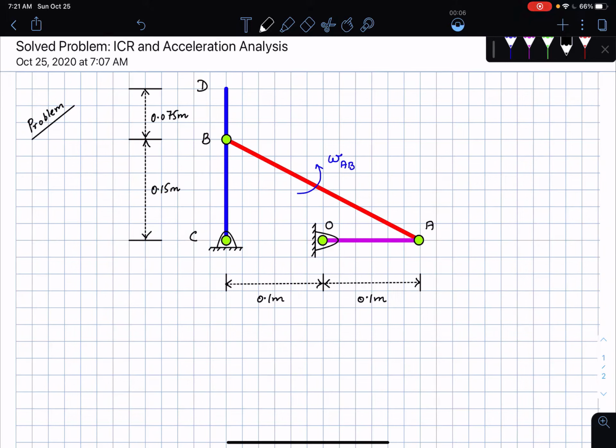So today we're going to solve a problem on rigid body kinematics, and in this particular problem we will make use of the idea of the instantaneous center of rotation for the velocity analysis. Okay, so here is a problem. I've drawn the problem here.